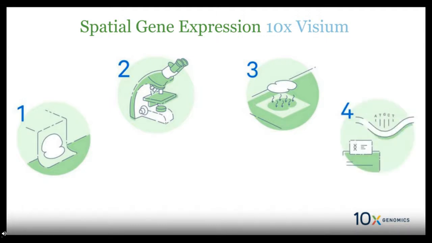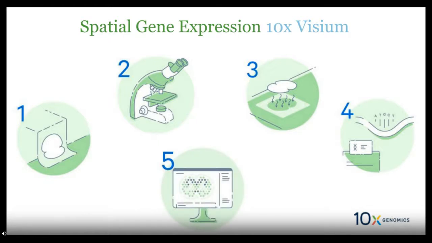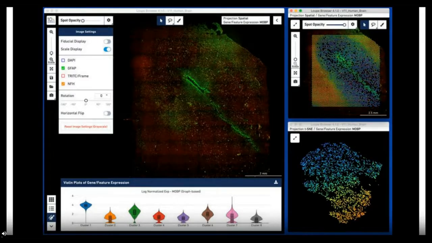So then what we have is, in this case, sequencing data where each transcript can be related back to where it came from on the slide, and the output data looks something like this. So you get heat maps for expression in different areas on the slide.